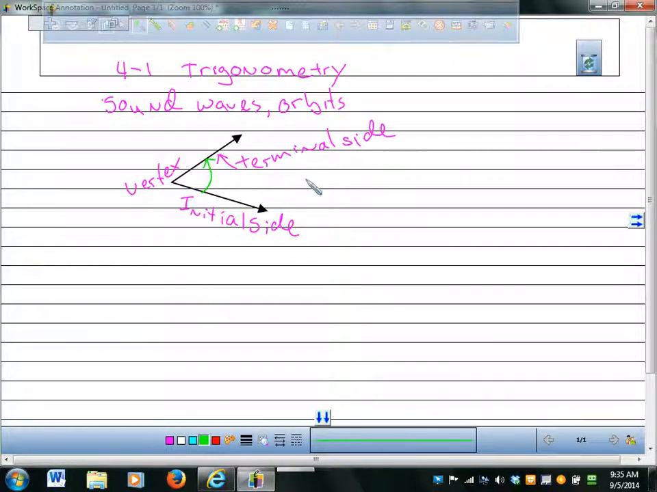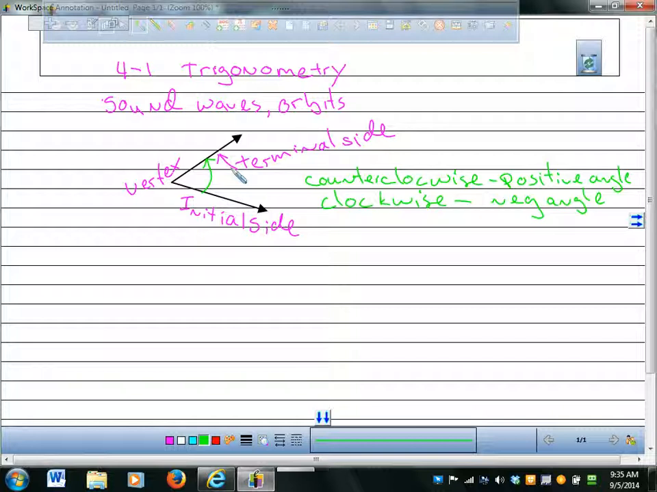And if you're going counterclockwise, that is a positive angle. And clockwise, which is the way a clock goes, is a negative angle. So if I go this way, it's positive. If I go this way, it's negative. You guys see? Has anyone seen this before, or no? Yeah, just a couple people.